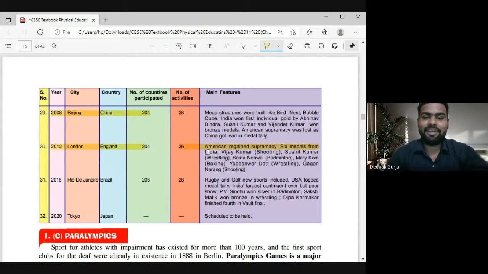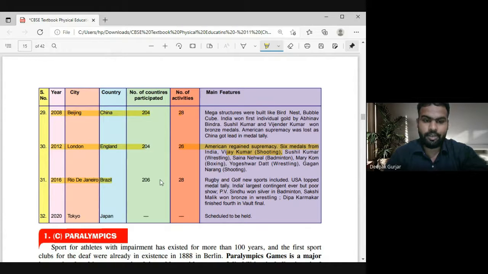America regained supremacy at that time, and there were 6 medals for India. I'll repeat once again: Vijay Kumar for shooting. This will again be our MCQ question. Sushil Kumar, wrestling. Saina Nehwal, badminton. Mary Kom, boxing. Yogeshwar Dutt, wrestling. Gagan Narang, shooting.